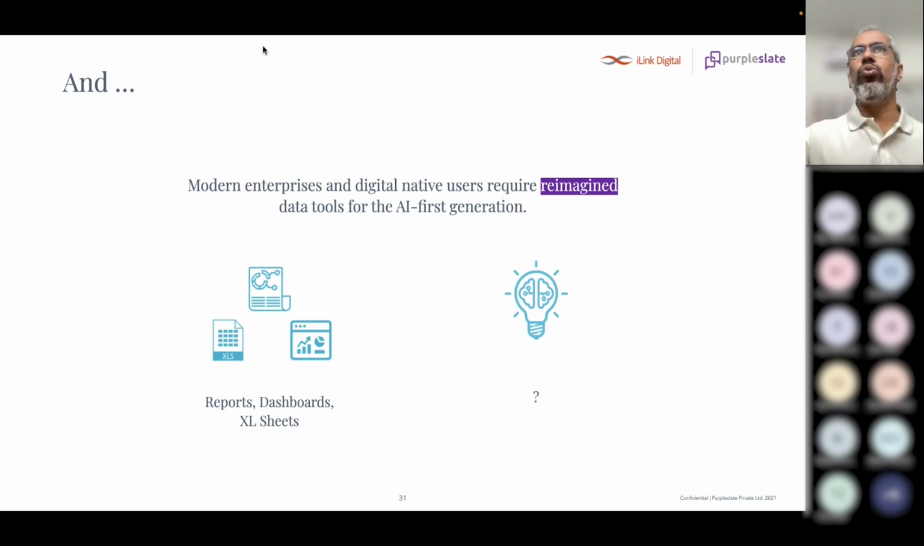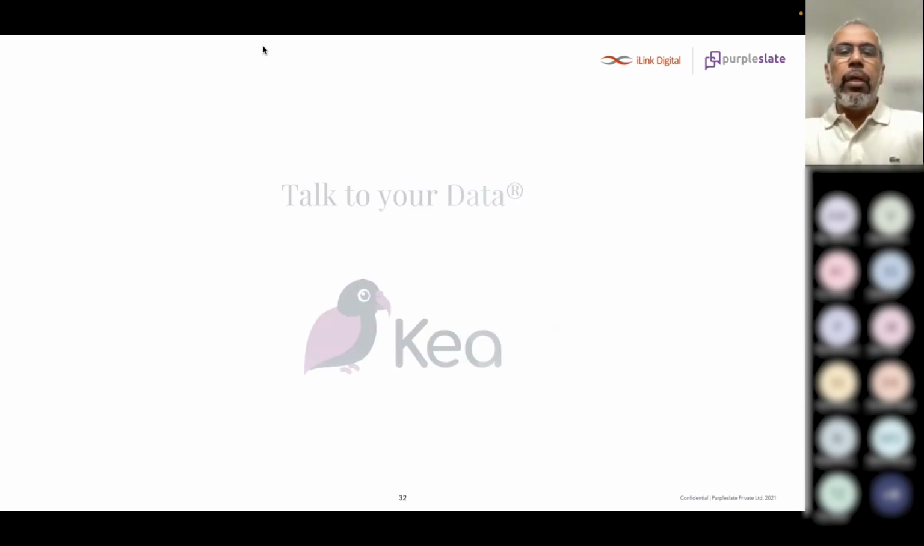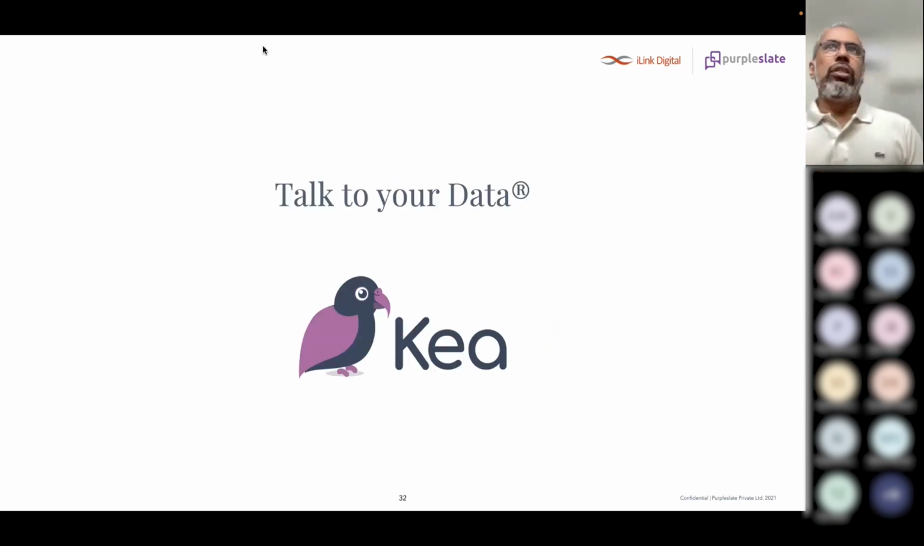So we really need a new vehicle for information access for this new age and AI first generation, right? So this is our solution. I just want to introduce a platform called Kia. If you're curious why we named it Kia, Kia is from a parrot species, a bird which supposedly has very high levels of IQ. So that's why we picked this name. Our tagline is, can we really talk to your data? What do we really mean by that?